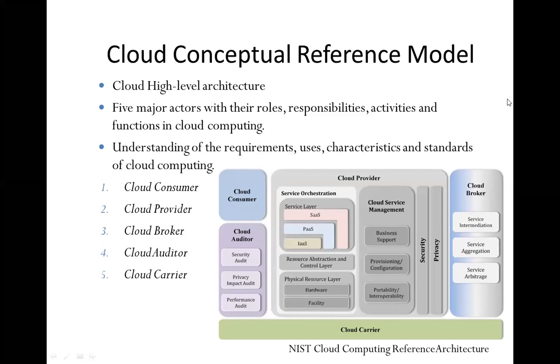You people are talking. So we were discussing the cloud conceptual reference model, and this is the architecture shown here, and we'll discuss all these things. What are the duties, roles, and responsibilities of every stakeholder in the cloud computing environment?